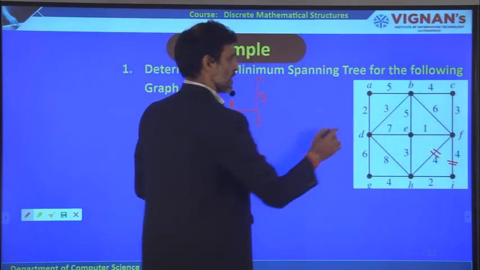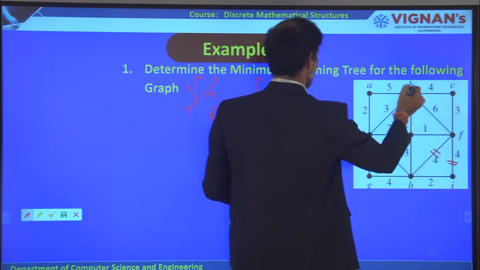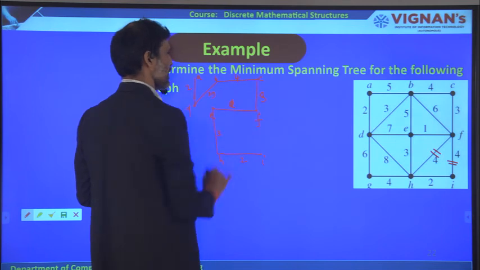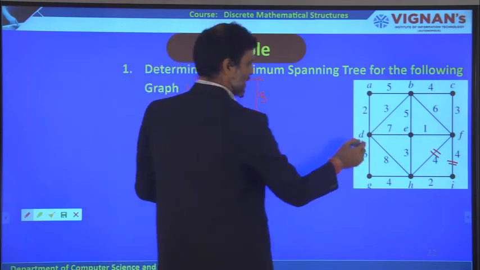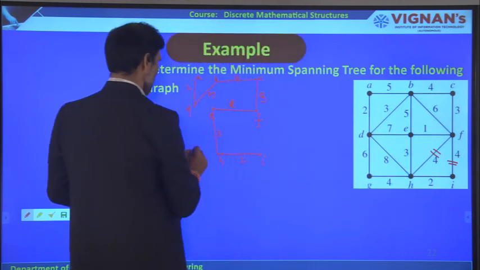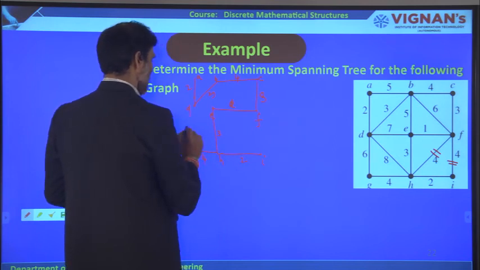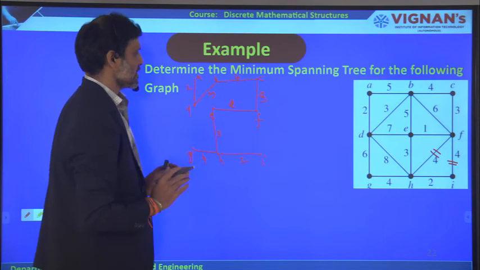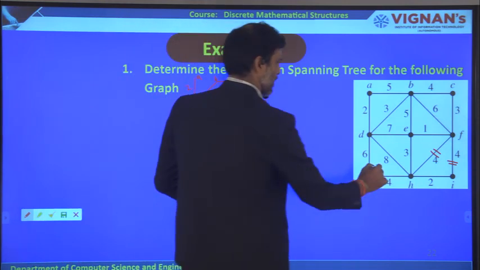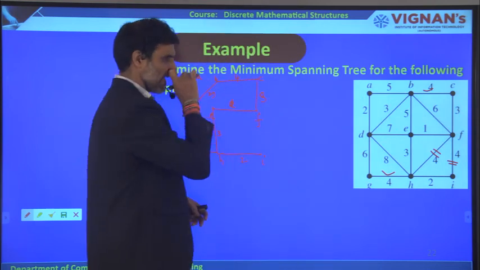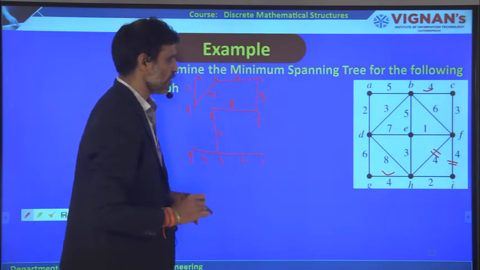And similarly, now what is the other one, C to B. If you take C to B, it does not form a cycle, therefore we can take it. Another one is G to H. You can go with G to H, and again it does not form any cycle. So we are going to take this one. Now if you take A to B, it forms a cycle, so we cannot take A to B.